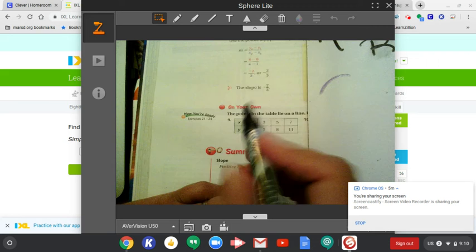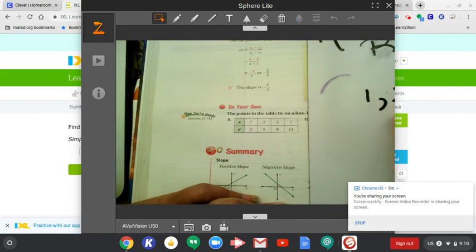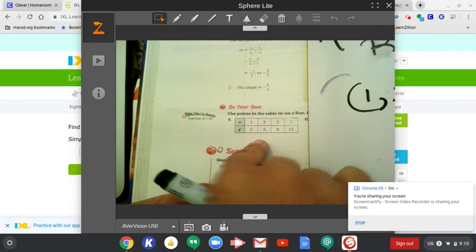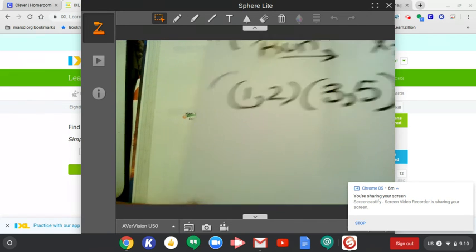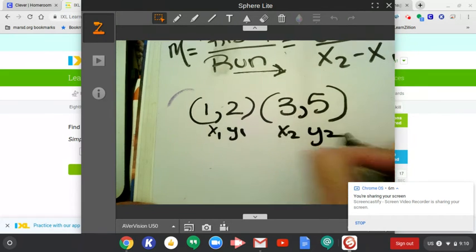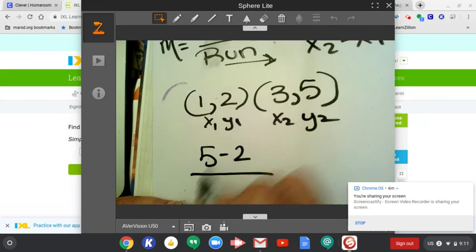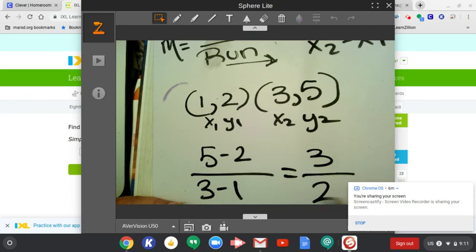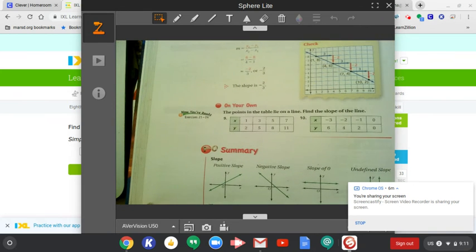So I'm going to write down 2 points. The first point I'm going to write down is x is 1 and y is 2. And I'm going to write down this point here when x is 3, y is 5. So I'm looking at rate of change. Okay, x1, y1, x2, y2. Easy enough. 5 minus 2 over 3 minus 1. 5 minus 2 is 3. 3 minus 1 is 2. 3 over 2.